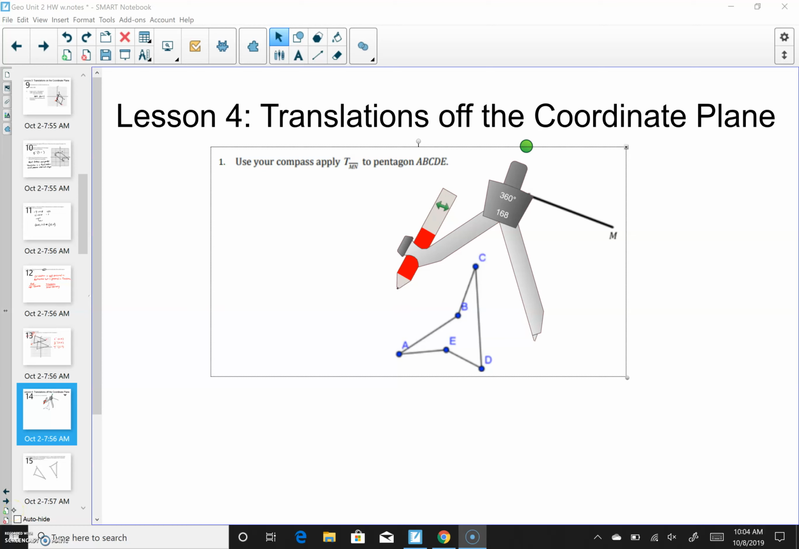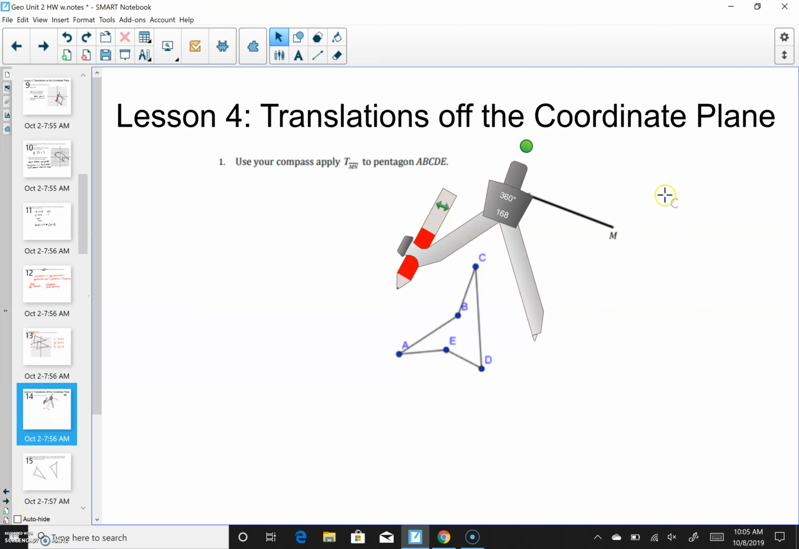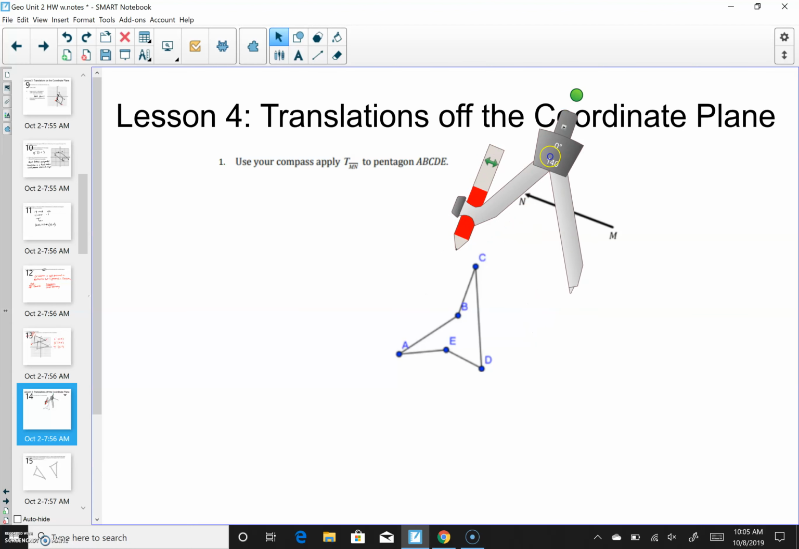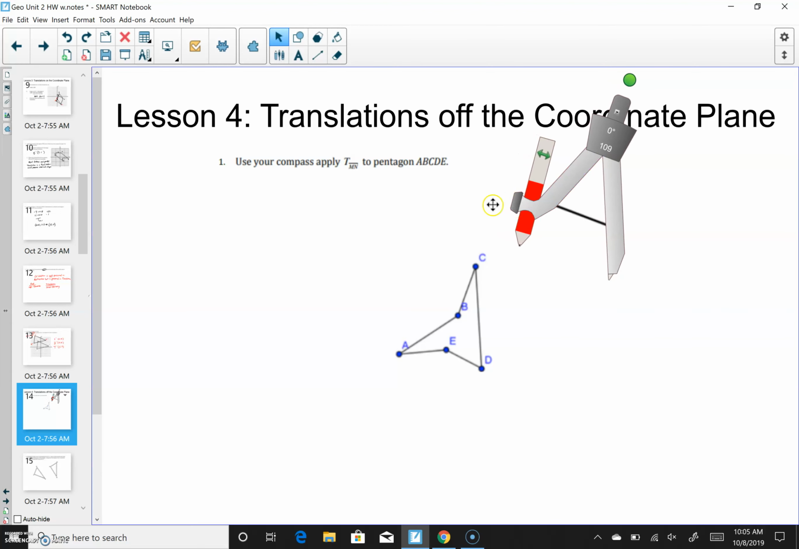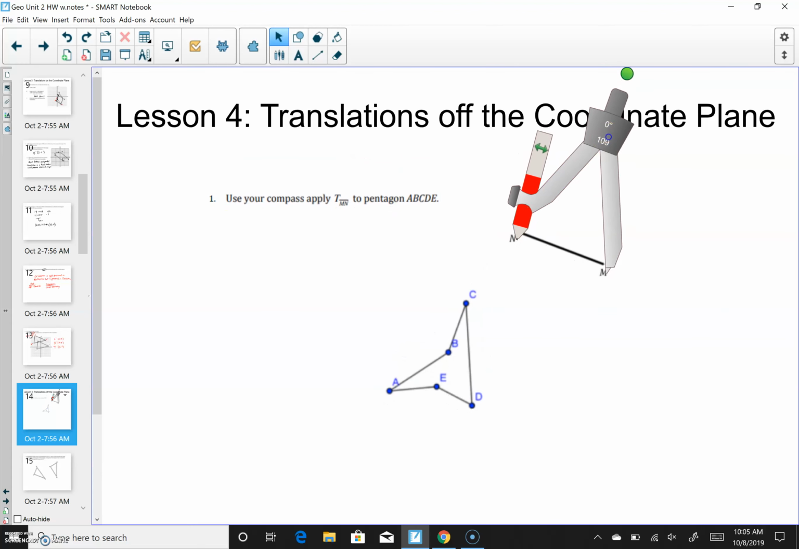For Lesson 4's homework, translations off the coordinate plane, the first thing we need to do with all of our translation constructions is take our compass and measure the length of our vector. So I'll set my compass up with the point on M and the pen on N. So now I have my established distance.